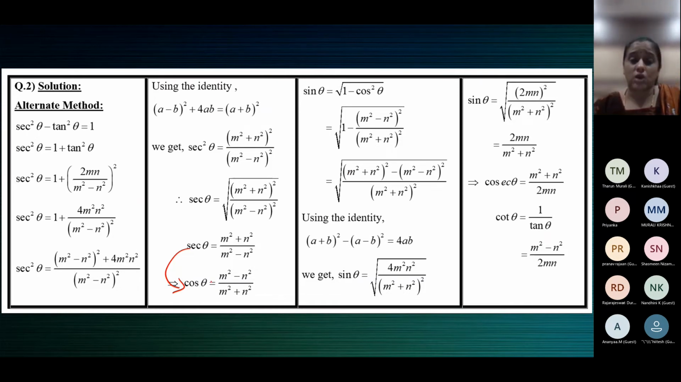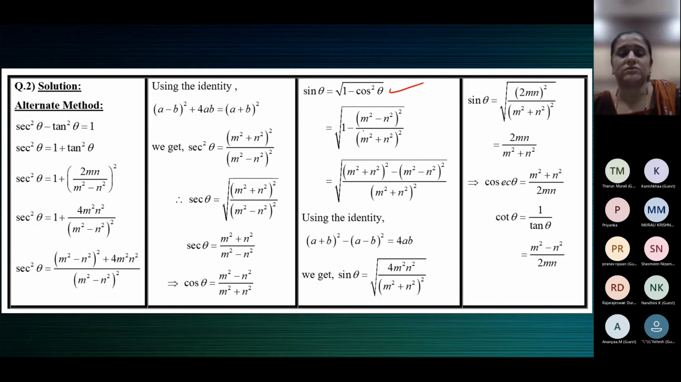What is cos square theta? Cos theta into cos theta, that is cos theta the whole square. So what is cos theta? This one is cos theta. What is cos theta the whole square? I've just squared the numerator and denominator. Square the numerator, square the denominator. That is cos square theta.